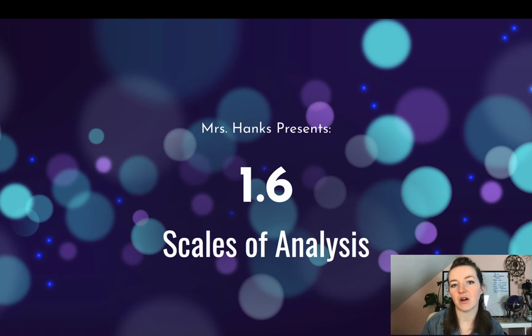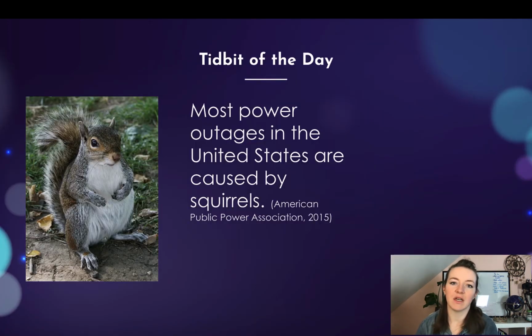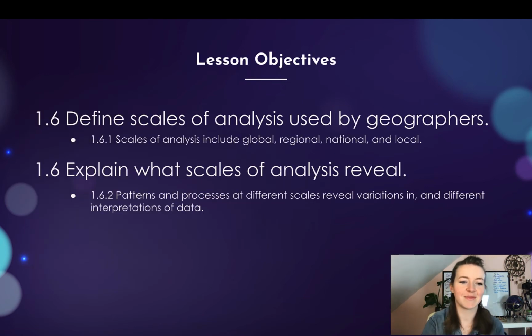So today we are looking at 1.6 scales of analysis. And our tidbit of the day is that most power outages in the United States are caused by squirrels. Okay, so our lesson objectives today are to define scales of analysis used by geographers and to explain what scales of analysis reveal.